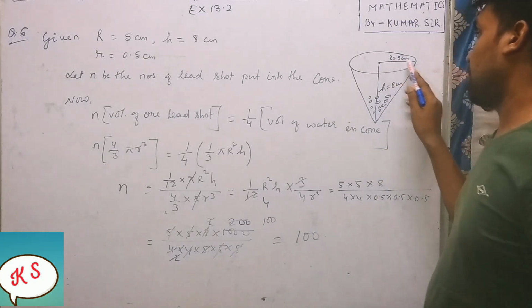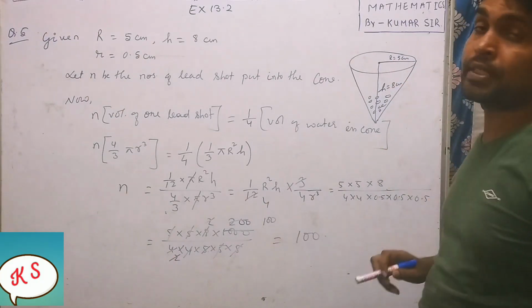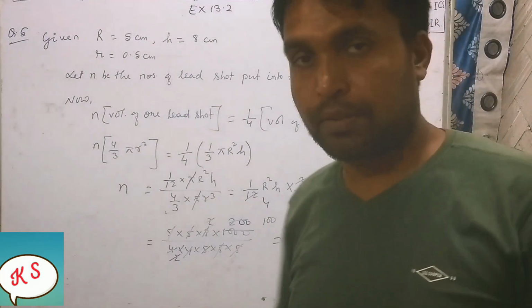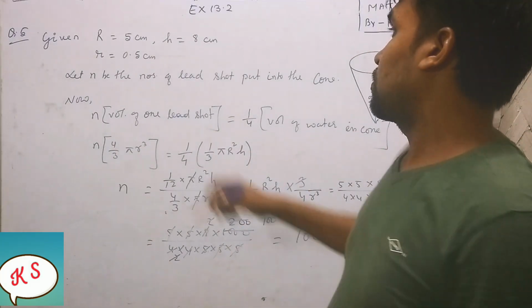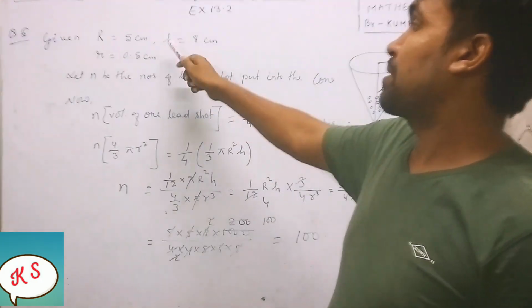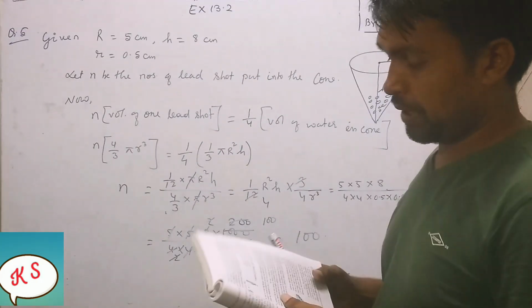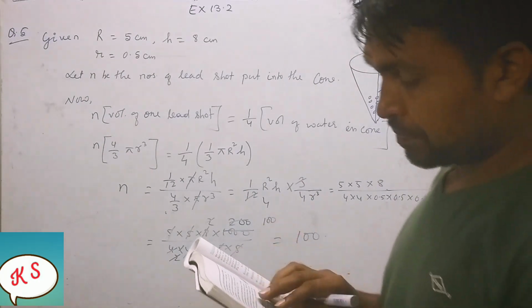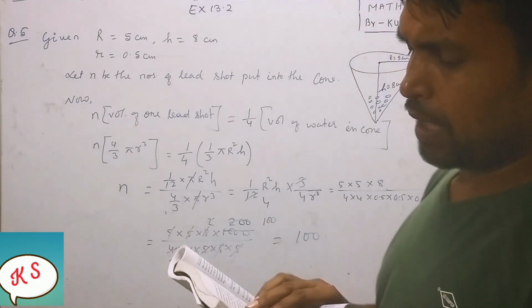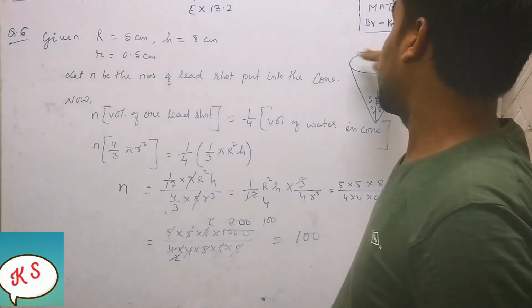The radius of the cone is 5 centimeter, and the height of the cone is 8 centimeter. So we have written capital R equal to 5 centimeter, H equal to 8 centimeters. Now let us proceed with the question. It is filled with water up to the brim, which means the water is filled up to the top.